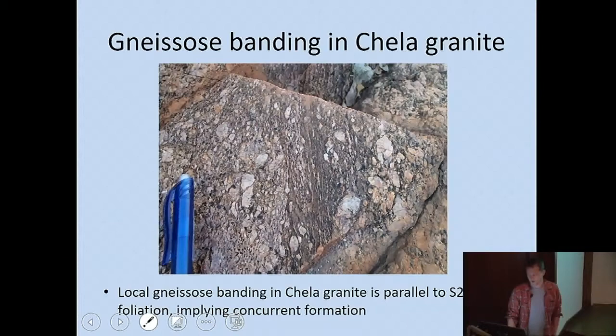We also see deformation history in the Chela granite preserved as well. So here we see a magmatic foliation which is parallel, north-south, and then locally in this Chela granite we can see gneiss banding, which is also parallel to the S2 foliation that's developed in the fine-grained rock, implying that deformation was also active in some parts of this granite which may have been in place prior to some that exploited the S2 weaknesses.